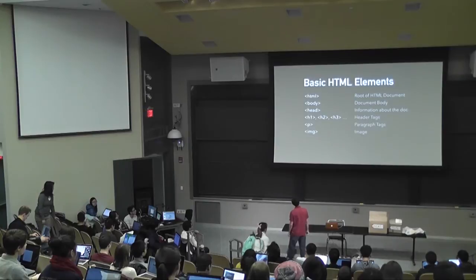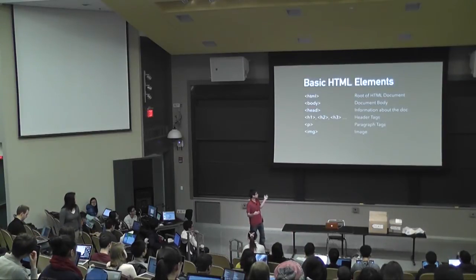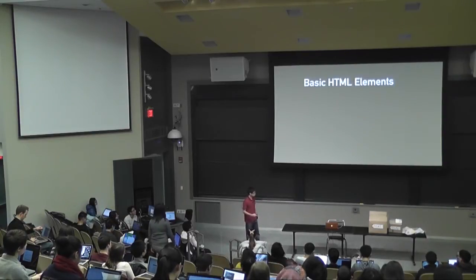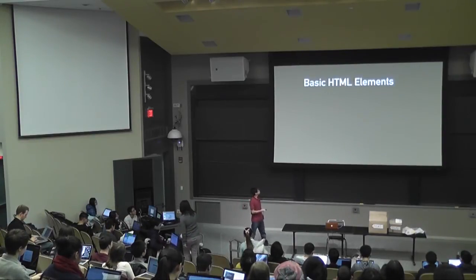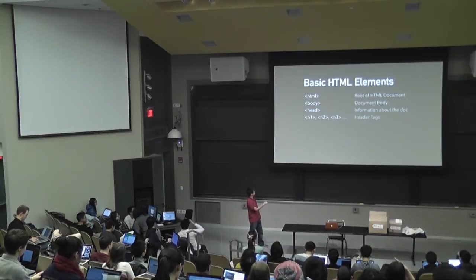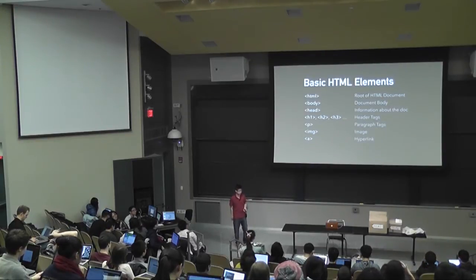Okay. We have the header tag. The P is the paragraph tag. Image tag, if you want to have an image on your page. Cool. And A is a hyperlink. So if you want to link something from one page to another.